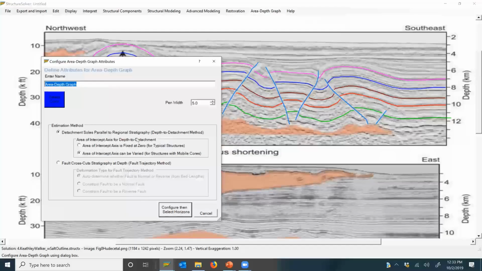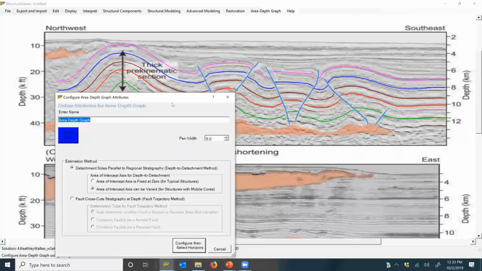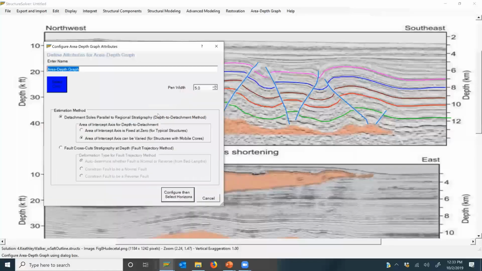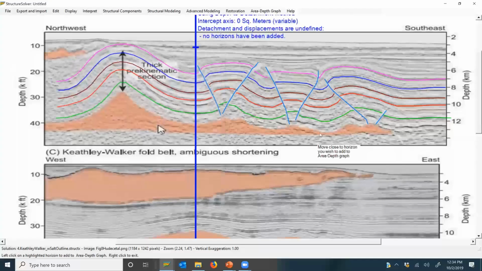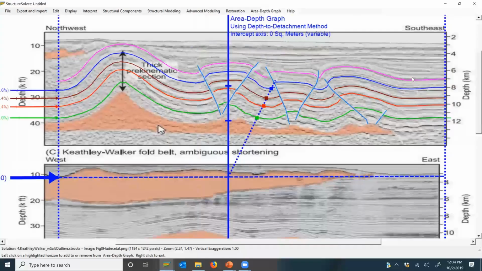So we'll use the flat detachment method. And the flat detachment method is a bit of a misnomer in the sense that it can handle a regional dip, in the sense that if you have basinward tilt on the detachment, that's perfectly acceptable. The main thing is that the detachment is parallel to the regional dip of those horizons. So the nomenclature is a little bit confusing on that one.